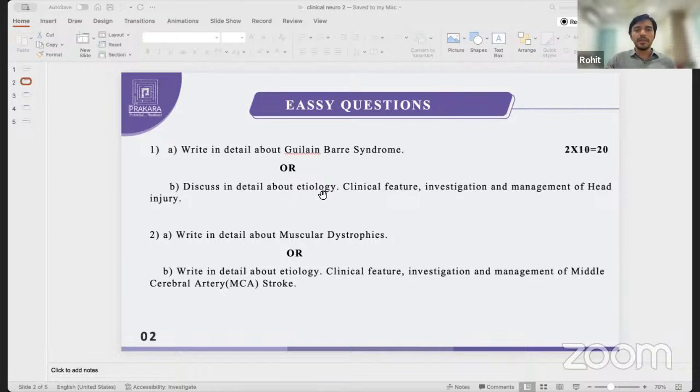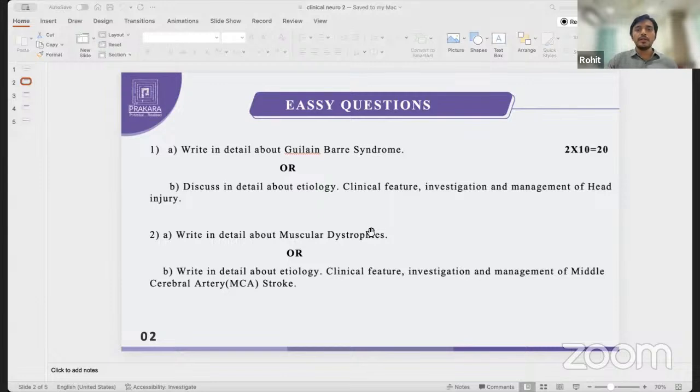So I think that should be adequate when you're answering a question on muscular dystrophies. So let us move on to the next question, which is 2B. That is, write in detail about etiology, clinical features, investigation, and management of middle cerebral artery stroke.